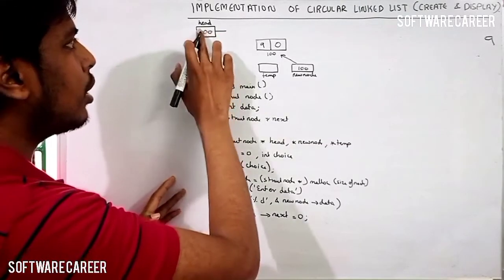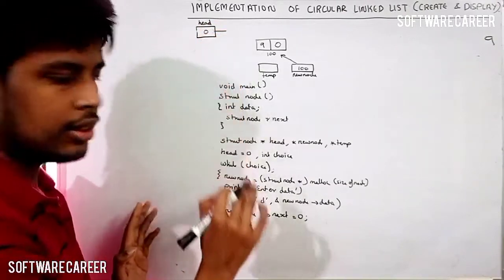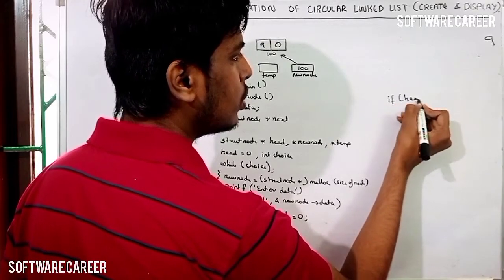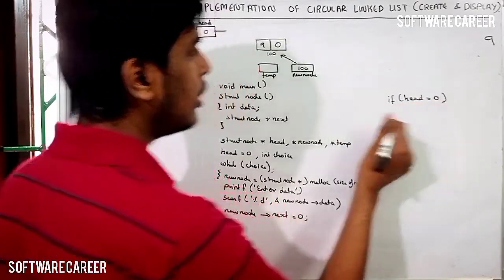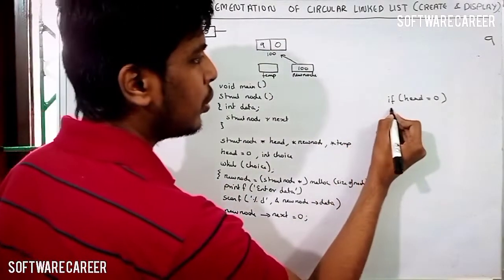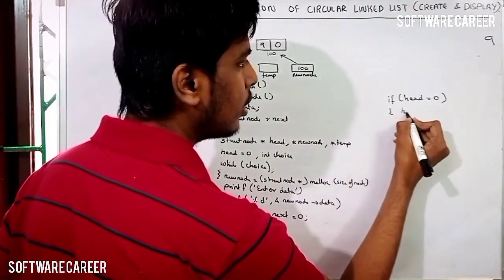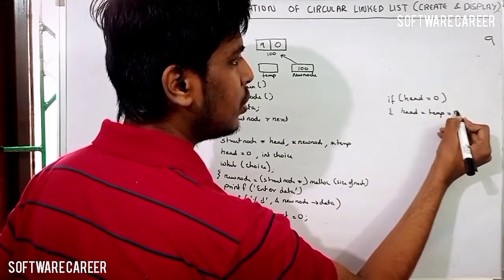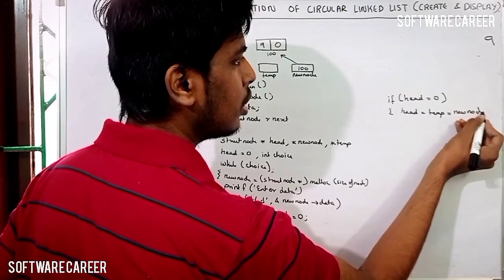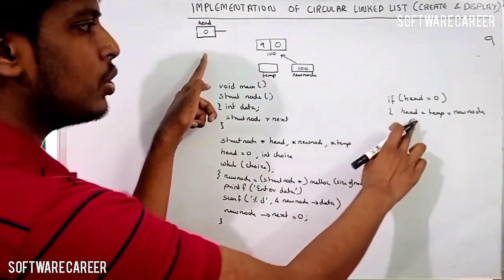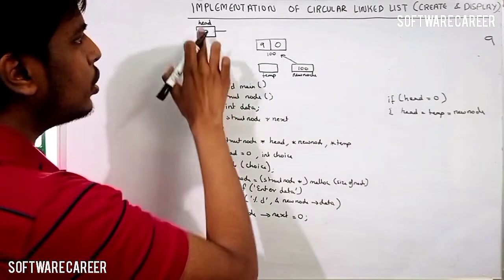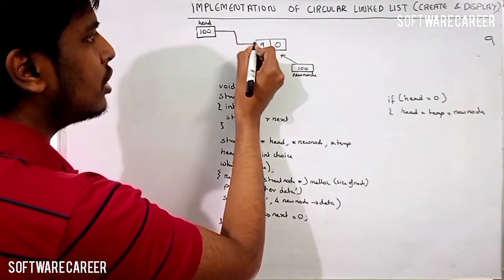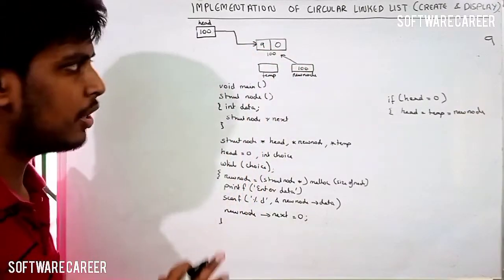So see here, now at starting head is 0. Now the linked list is empty. So I am writing here, see, if head equals to 0, that is the linked list is empty, then what I am doing? Head equals to temp equals to new node. Now see, head equals to new node is 100, so head value is 100. So this head pointer points towards this node. Now this node is considered as first node.